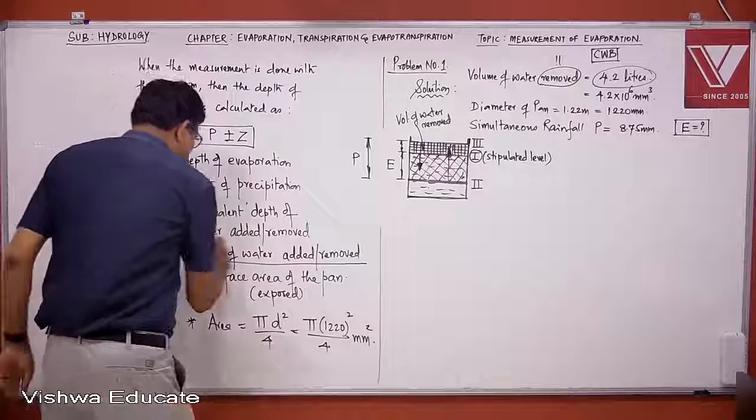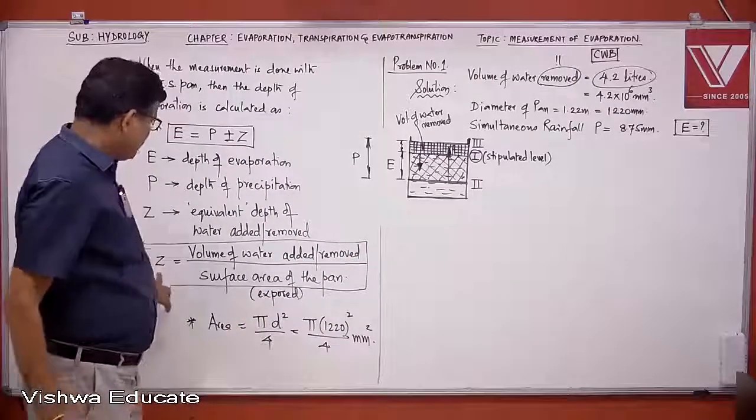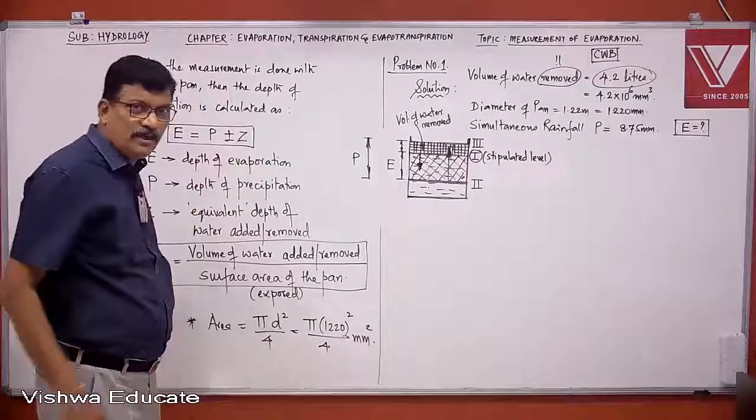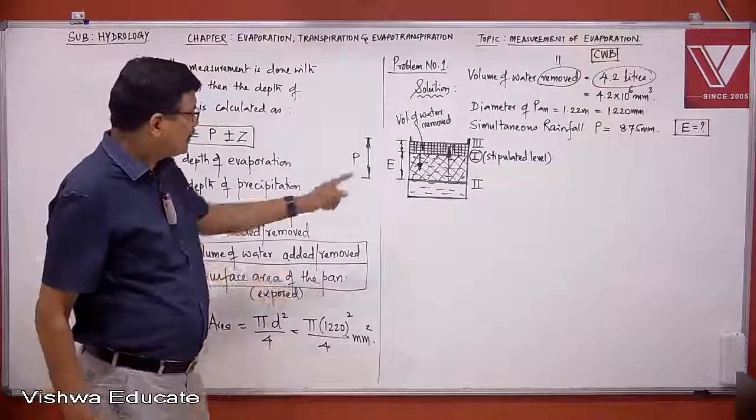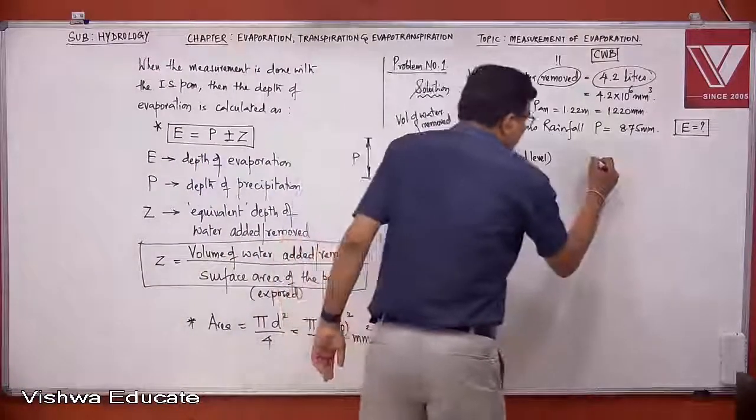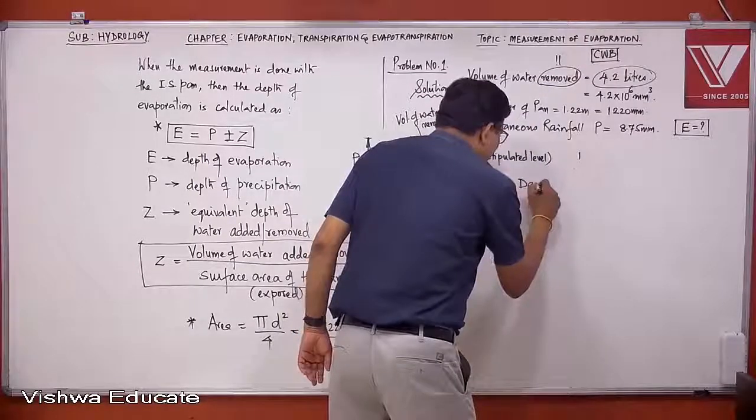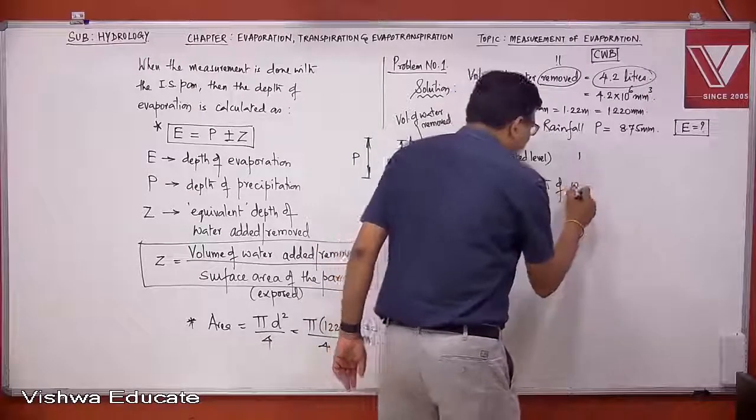So here you can see that this depth of water that is removed is obtained from the volume of water removed, divided by surface area, and you will get the value of Z. So here, if you want the depth of evaporation, now let us do the calculations.